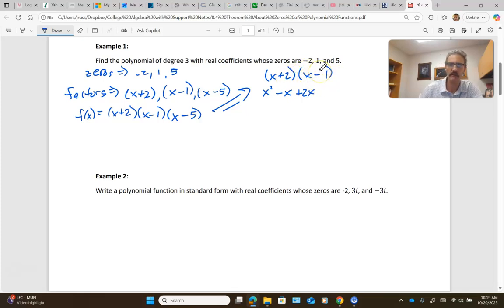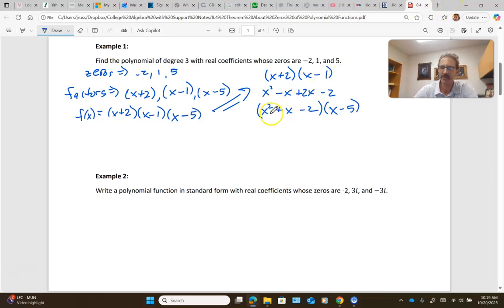2 times negative 1 is negative 2. You should always be able to combine these two middle terms. That'll give me just 1x, so I'll have x squared plus 1x minus 2. And we'll keep that in parentheses, and now I need to multiply this trinomial by this last binomial factor, x minus 5. Okay?